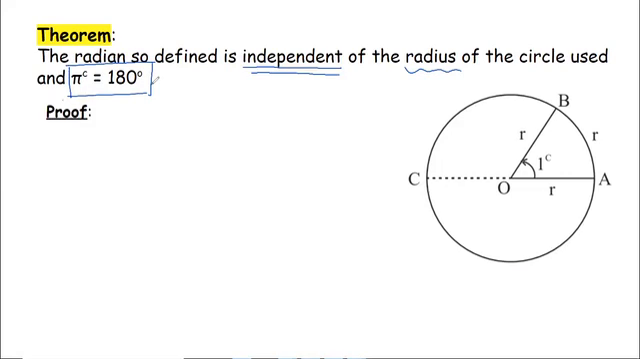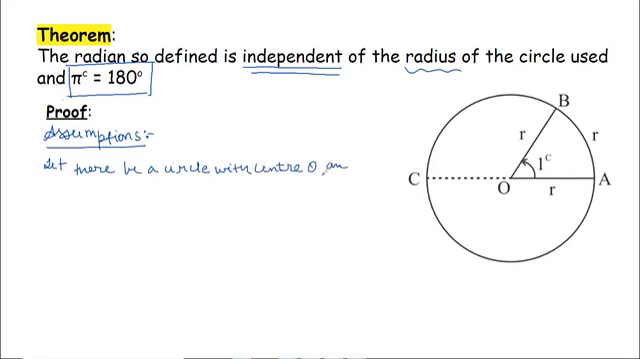Whenever we start with a theorem or a proof, we have a few assumptions. So let's state the assumptions made in this particular theorem. The assumption is, let there be a circle with center O and radii OA and OB equal to R.